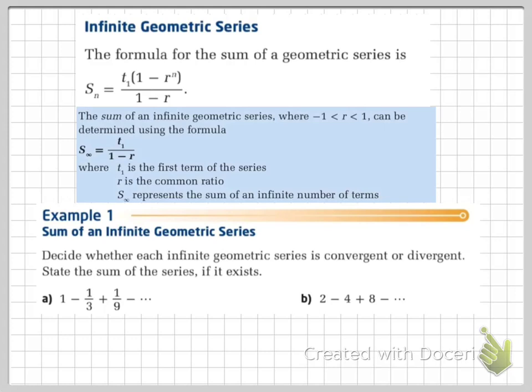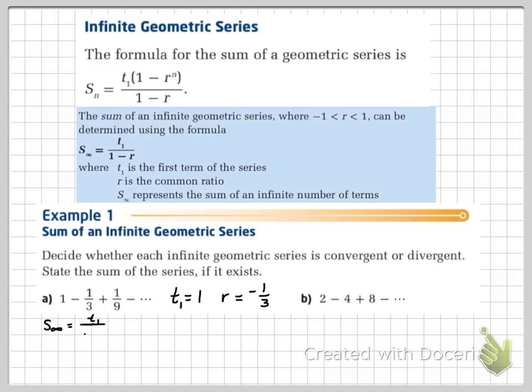Let's look at example 1. Decide whether each infinite geometric series is convergent or divergent, and state the sum of the series if it exists. In the first case, notice that term 1 is 1, and our common ratio is -1/3. How do I know that? If I take -1/3, the second term, and divide it by the first term, 1, I get -1/3. Because r is between -1 and +1, being -1/3, this is a convergent series, and we can find its sum.